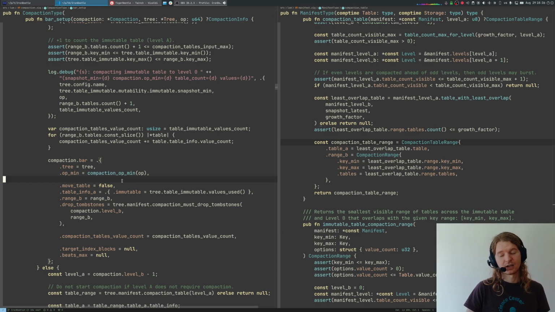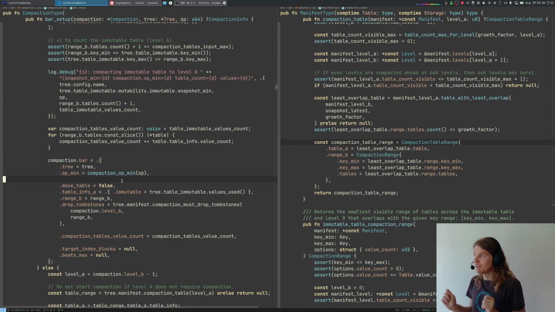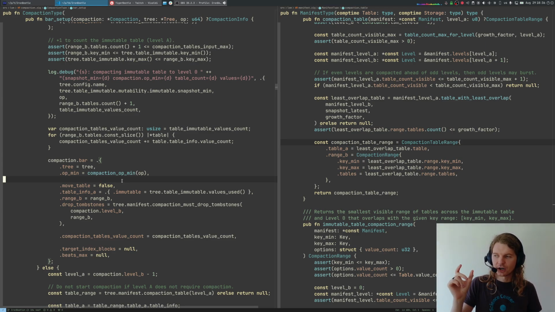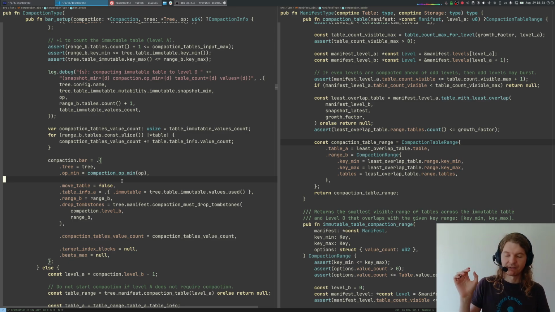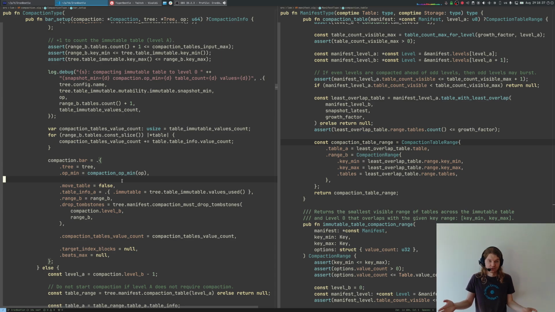And if you're compacting from in memory, then move table is necessarily false, because what does move table physically mean? It means the table remains on disk as is, and we just adjust the record in the manifest. We say the manifest used to say that this table belongs to level 3, now it will say that it belongs to level 4. But that means the table already needs to exist on disk. And if we are compacting table immutable, which is an in-memory table, it doesn't exist on disk. So we actually have to go and write it to disk first.